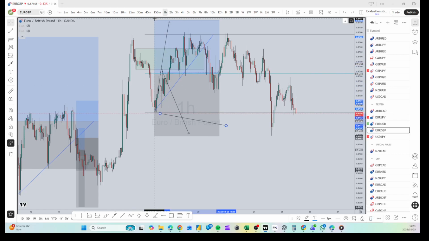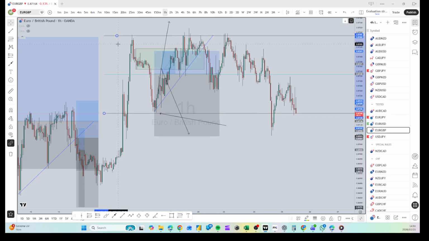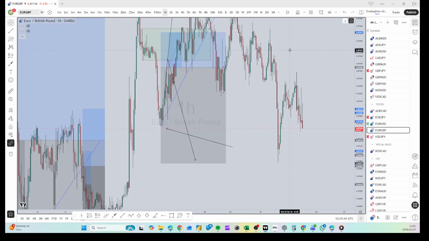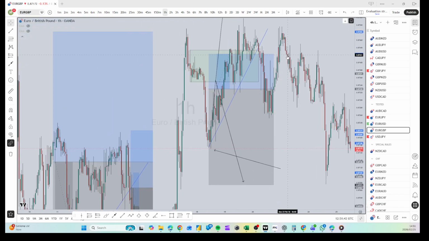So when I got these profits, I went to break even. No, not even break even. I went to half the risk. I put half the risk on the table, and then I got stopped out.